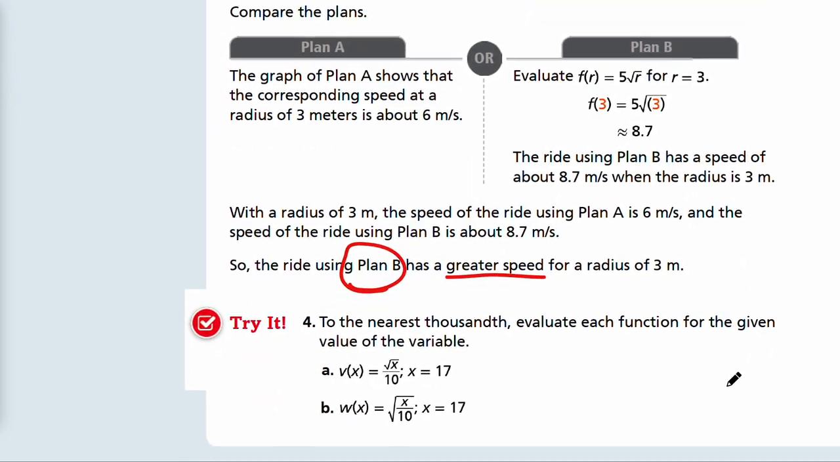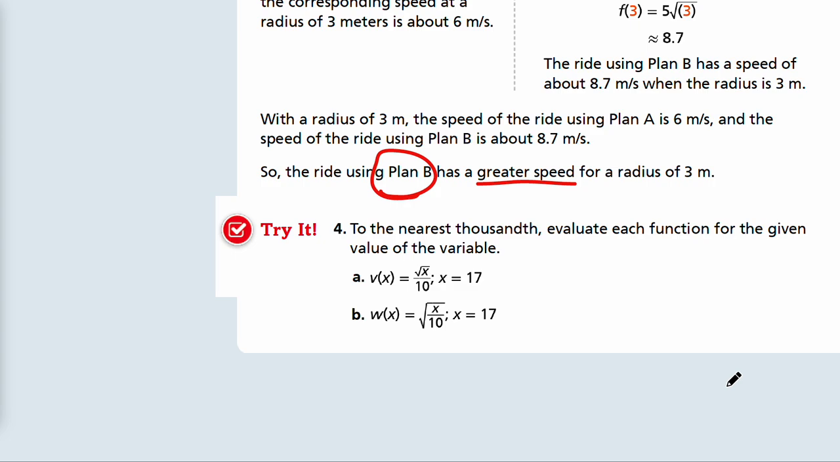Okay, let's look at try part 4. To the nearest thousandths, so 3 decimal places, evaluate each function for the given value of the variable. Pause the video. You have to substitute your input and figure out your output. So this is the function, and you're using x equals 17 as the input, okay? Pause the video. Come back when you're ready for answers.